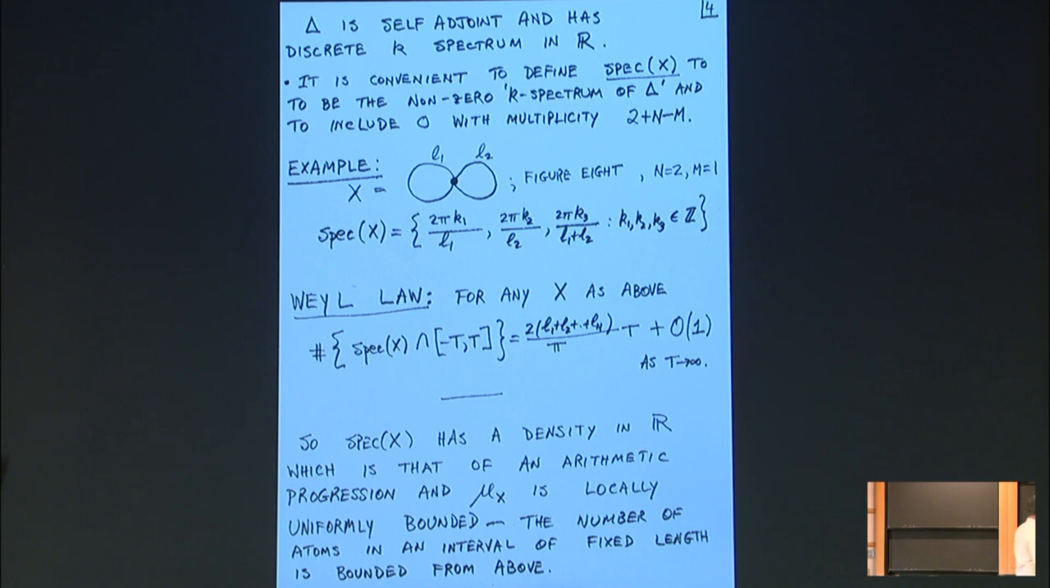If I had a picket fence, and I asked you how many integers are less than x? Well, x plus a bounded amount. The bounded amount is the fractional part, which is a very subtle function. The same is true here. It's still 0, 1. So the spectrum is looking like it wants to be an arithmetic progression. At a crude level it's an arithmetic progression. And with the remainder term being 1, the number of eigenvalues in any interval of length 1 is uniformly bounded above.